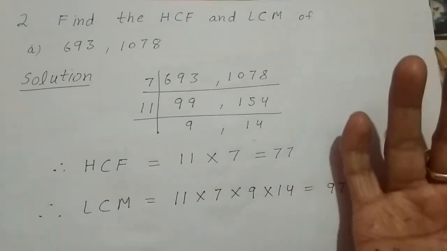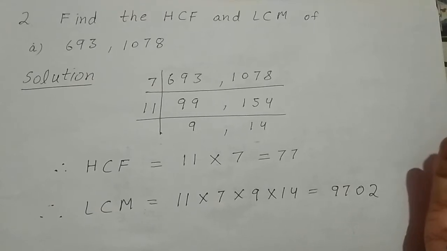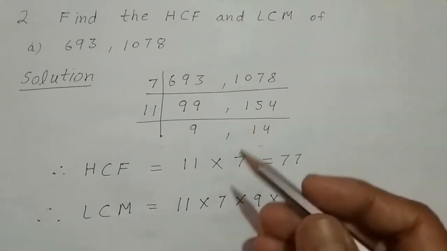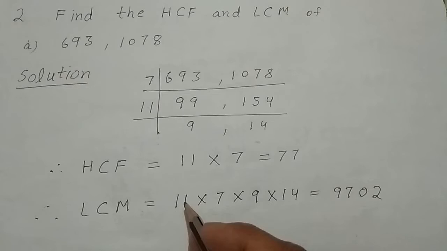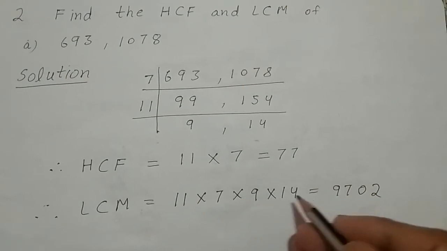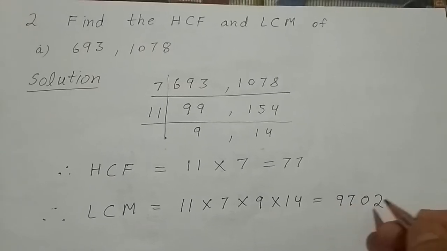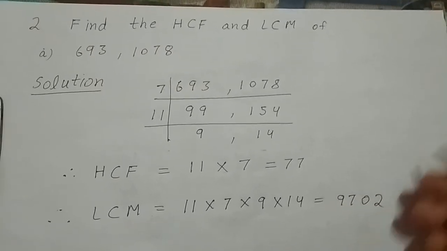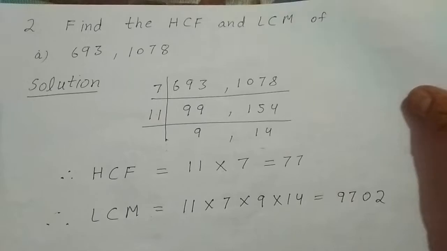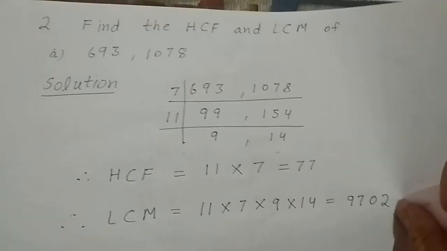In a short way, we will find out HCF and LCM both. 11 into 7 into 9 into 14. So what answer have we got? 9702. So in this way we have to find out HCF and LCM.